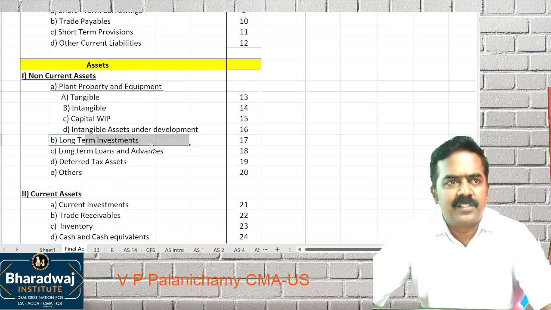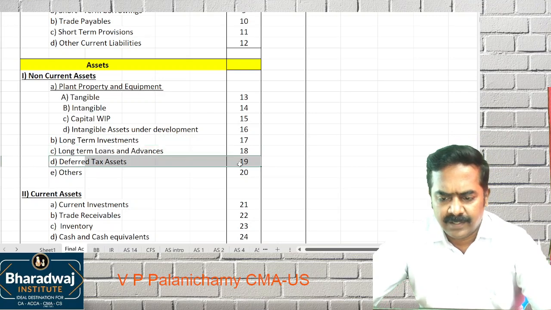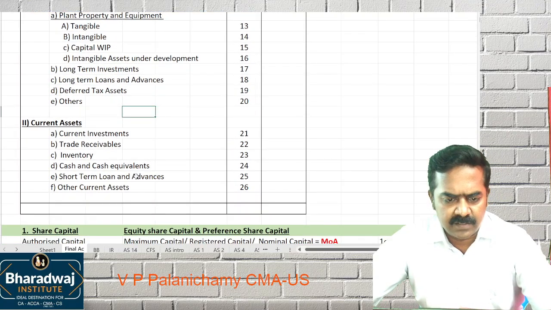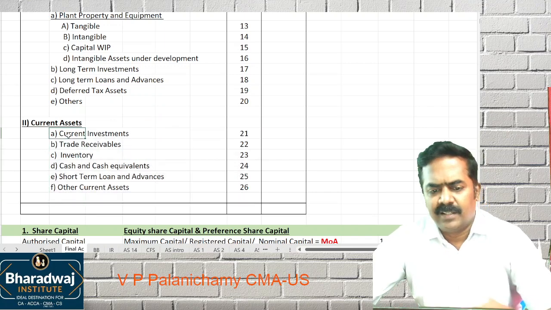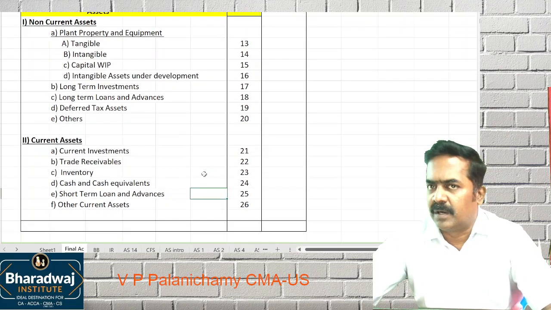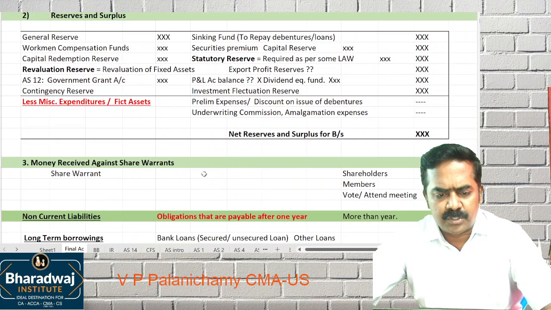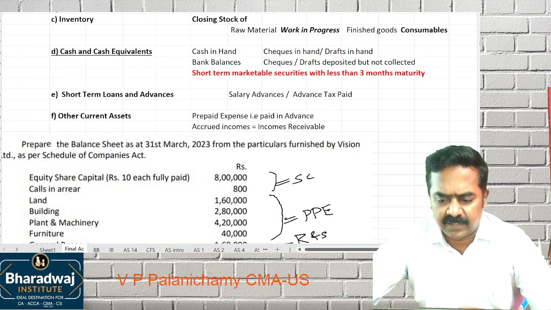Investments are like financial instruments. You hold it in debentures, bonds, and the money. Long term loans and advances given by the company. Deferred tax assets, whatever it is. Then in this particular order, you write your current assets. Okay. Trade investments, trade receivables, inventory, cash and cash equivalents, short term loans and advances, and which one? Other current assets. These notes to accounts, wherever it is required, wherever it is given in the exam question, you would write.